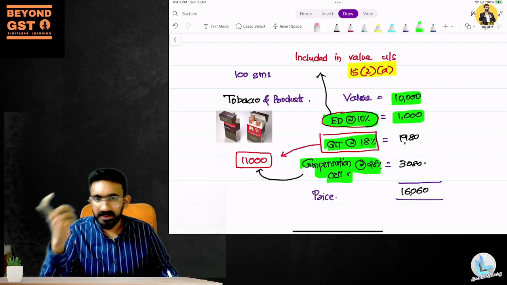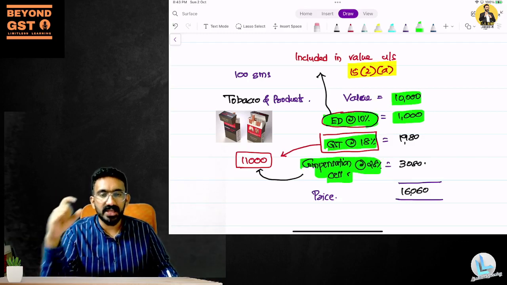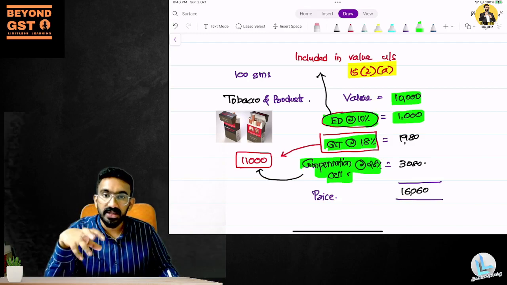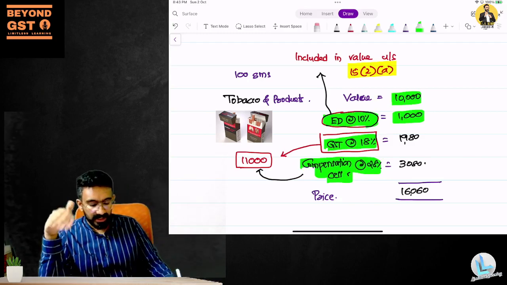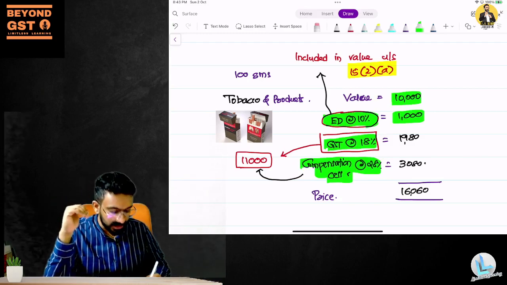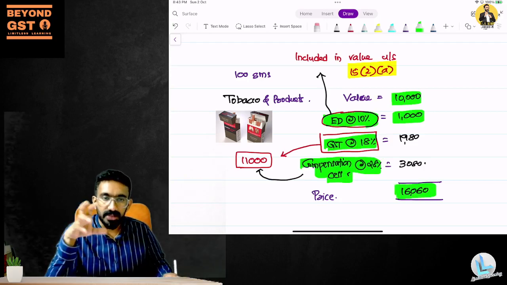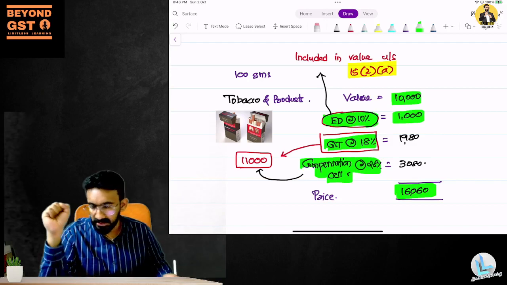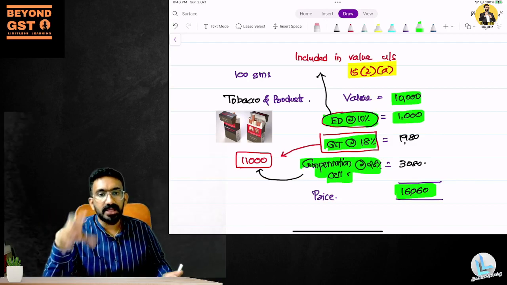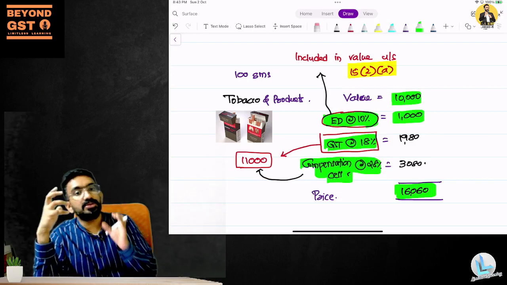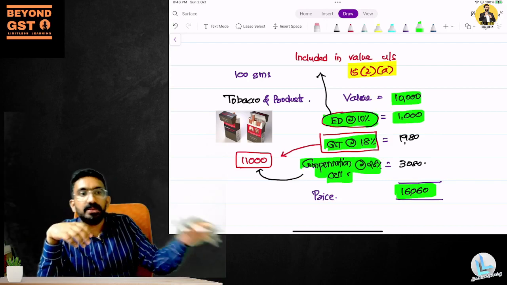It should be on 11,000. Why? Because this excise duty is a tax that I collect from the customer. So finally, how much will I collect from the customer? I'm collecting 16,060, which means from the customer I'm collecting even that excise duty. So if I'm collecting excise duty, I cannot say that my value is only 10,000. Excise duty is a separate amount I'm collecting from the customer.